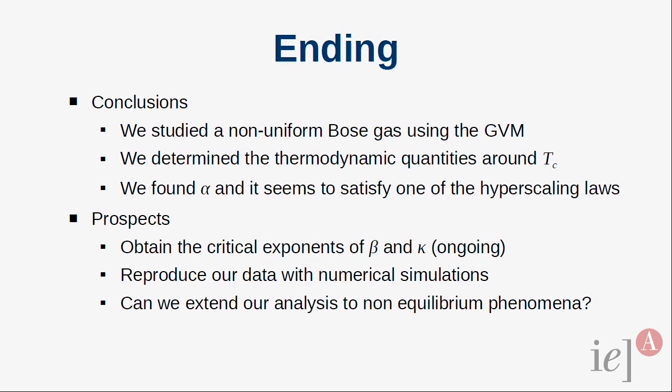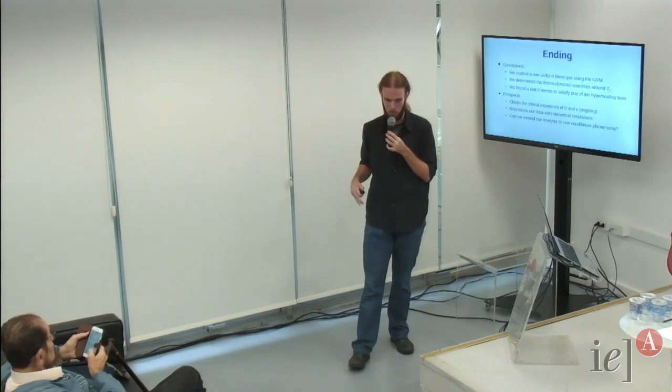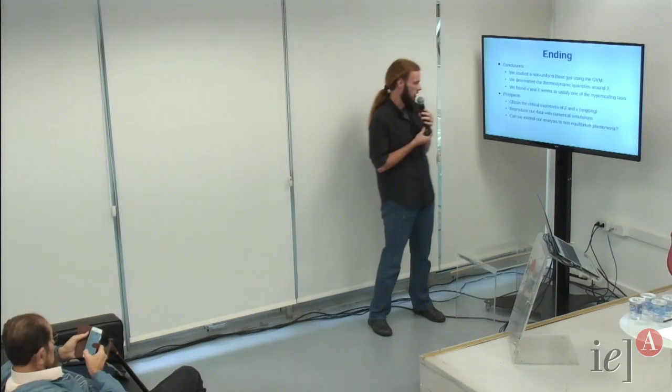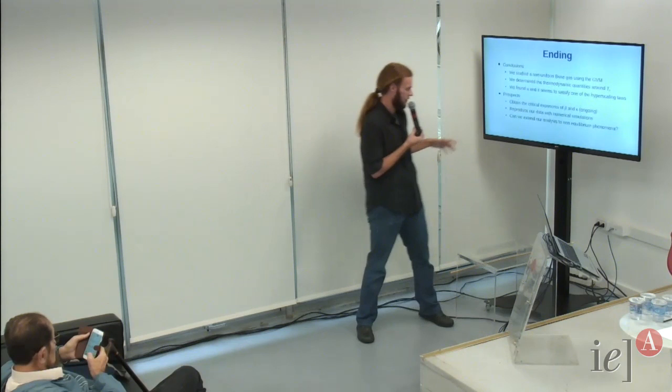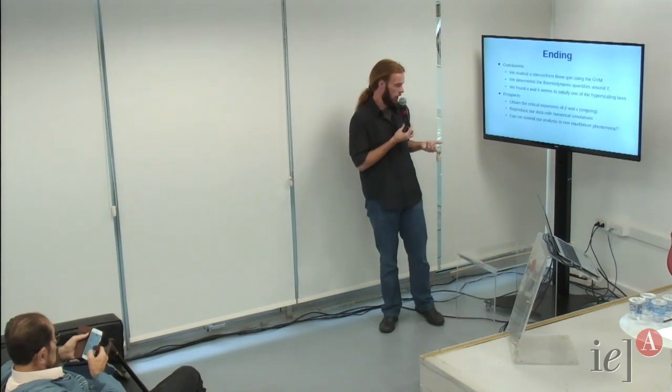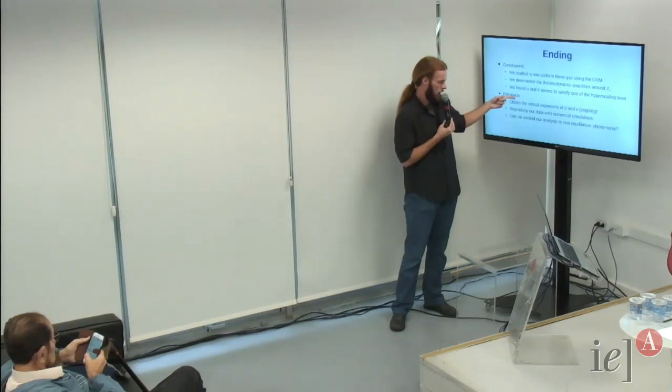And it's good to have some feedback from the community, as this is a very new approach that just our group and the group from Professor Romero in Mexico work on. So as you saw, we studied the non-uniform Bose gas using the global variable map, and we want to find the thermodynamic properties of that system around the critical temperature. Once we determine those properties, we can find the ordered phase critical exponent, which is this alpha. And it seems to satisfy one of the hyperscaling laws, as I just showed you.